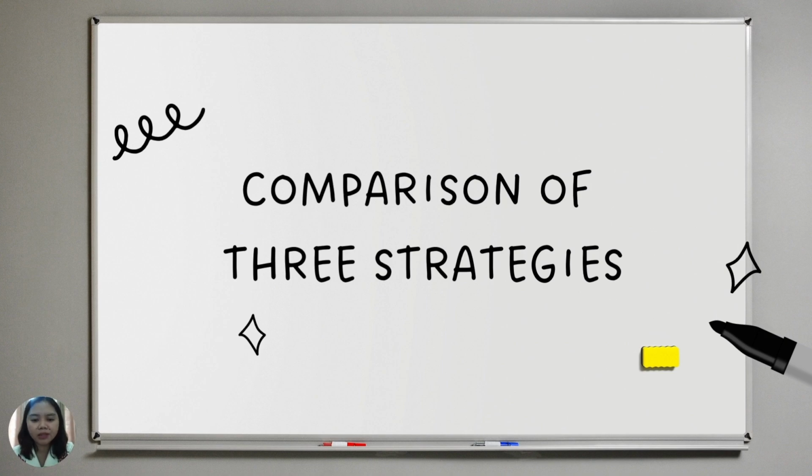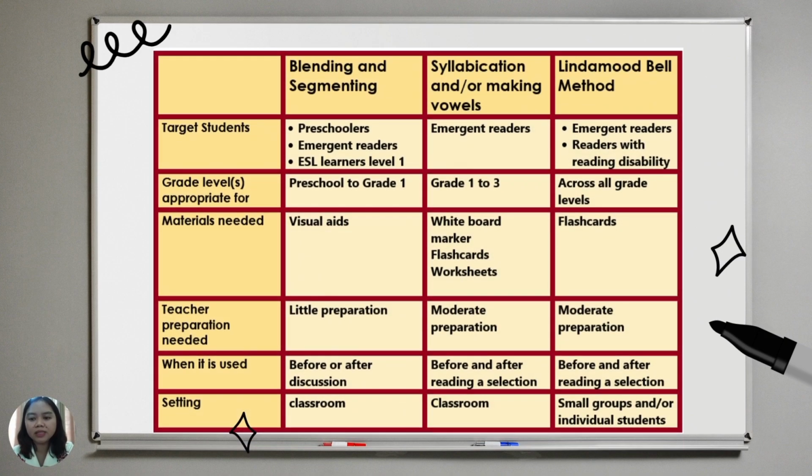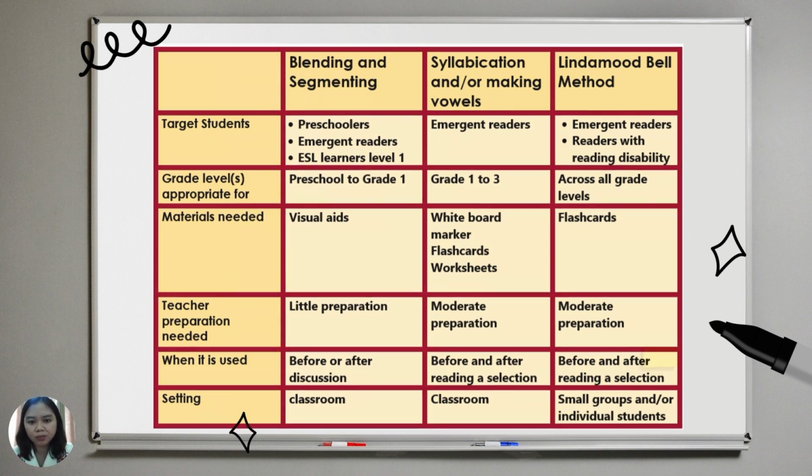For the comparison of the three strategies, all the strategies we chose need guidance from the teachers. According to the Integrated Language Arts curriculum of the Department of Education, these strategies target emergent and struggling readers because it promotes phonemic awareness, alphabet knowledge, and word recognition. All three strategies cater to emergent readers, but the Lindamood-Bell method targets students with reading disability across all grade levels. Minimal materials are used and it varies from little to moderate preparation.